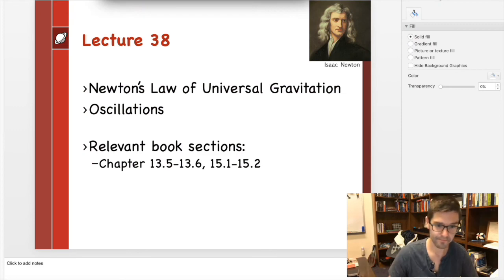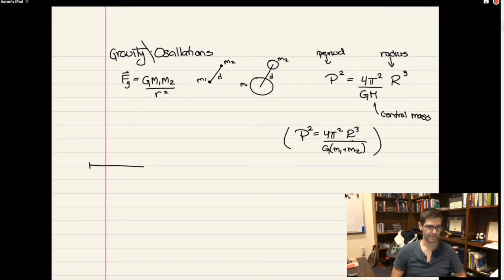All right, let us wrap up some final thoughts on gravity and then get into the next subject that we're going to think about, which is oscillations, thinking about oscillatory motion. There were a few things, so let's recap what we've done so far with gravity. We were able to write down a general form for gravity.